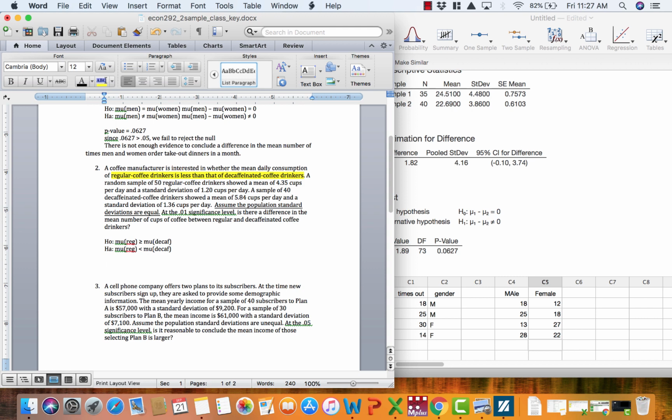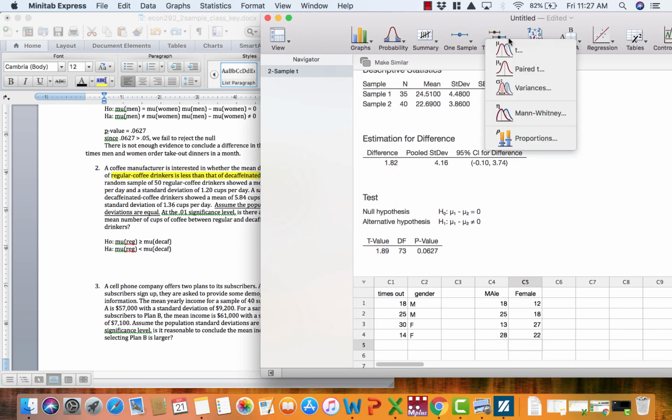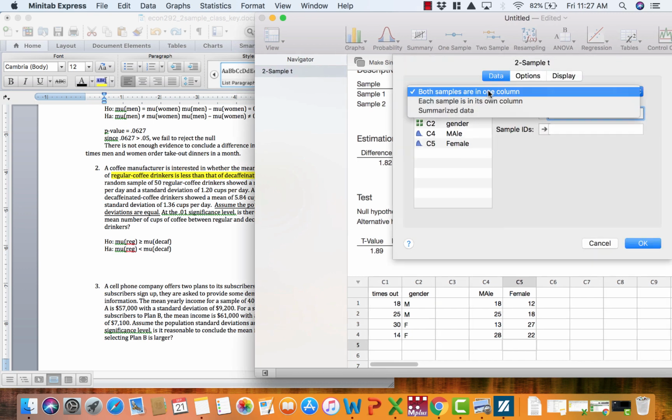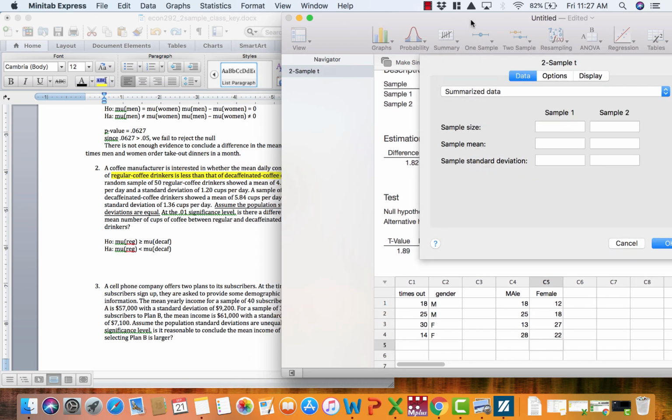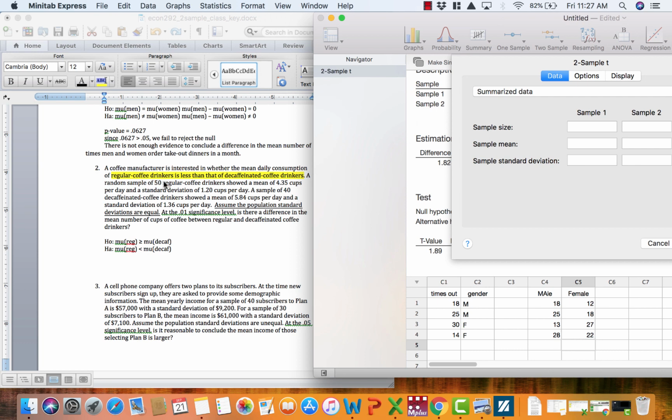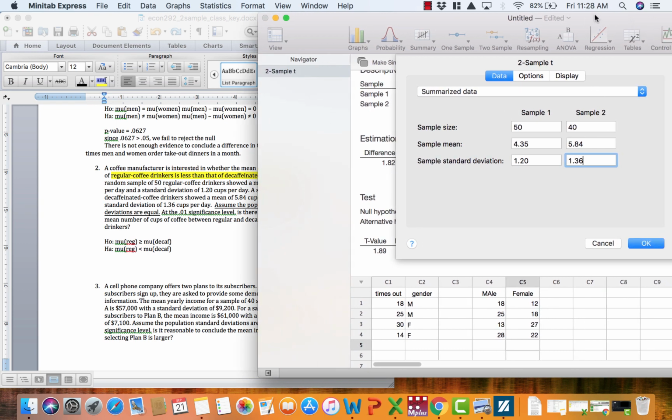Now we have to be super duper careful in Minitab, okay? And I'm going to step you through it slowly. All right, we're going to go to two sample t. We do have summarized data. All right, and I'm just going to put it in as I read it. So first I read the regular coffee drinkers, and their mean and their standard deviation, and then I read the decaf. Okay, so far so good, right? We've just typed in our information from our word problem, no big deal.